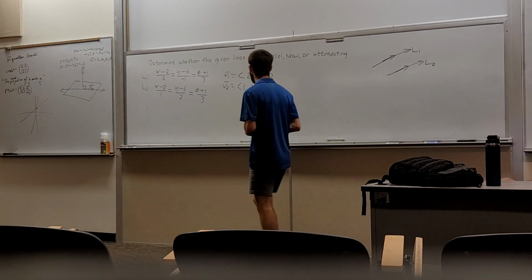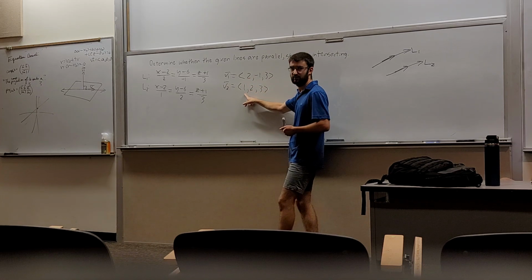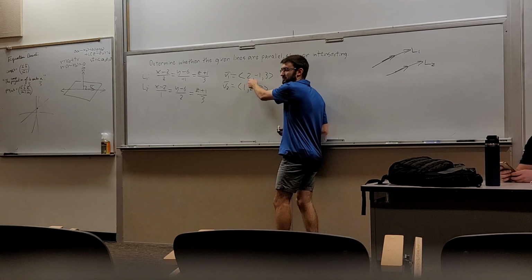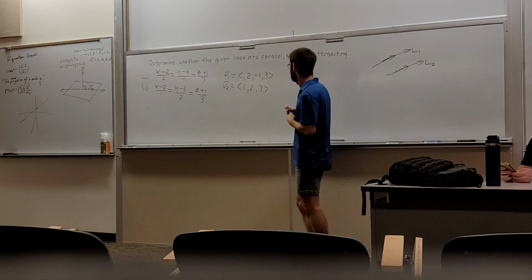Okay, now to figure out if this vector is a multiple of the second vector, I'm going to take the first vector and multiply it by 2, because that way the x component will be the same as v1. And I'm going to see if the y and z are the same as minus 1 and 3.